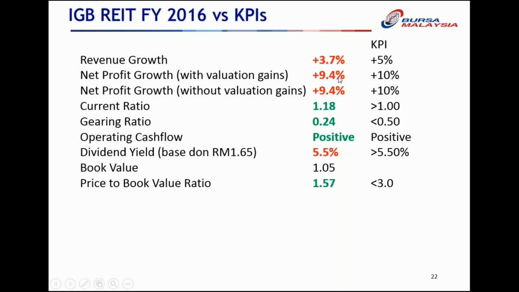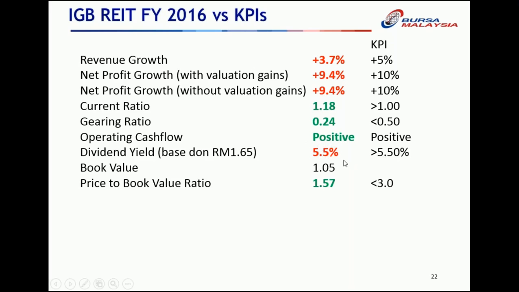Net profit growth is below 10%, but close. It was 9.4%, the same with or without property valuation. Current ratio is good at 1.14. Gearing ratio is also good at 0.24. Operating cash flow is positive.